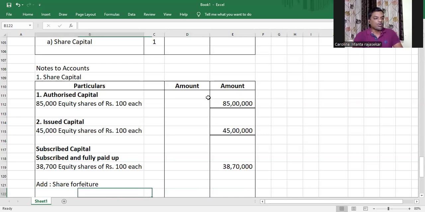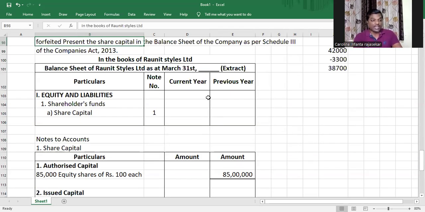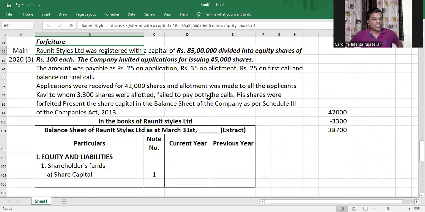Now, how much is the amount that is there in the share forfeiture account? As you might have known from the previous questions, from the forfeiture of shares concept, the share forfeiture account balance is the amount of paid up capital, the amount paid up by the shareholder whose shares were forfeited. Let's go ahead and find that in the question. In this question, we see that Kavi, to whom 3,300 shares were allotted, failed to pay both the calls. He has not paid the first call and final call, which means he had only paid application and allotment. Am I right or not?